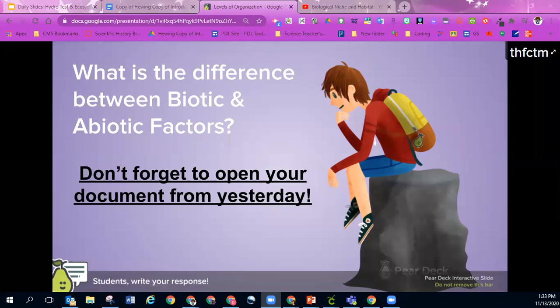All right, so our question is, what is the difference between biotic and abiotic factors? That is our question that we should be answering.